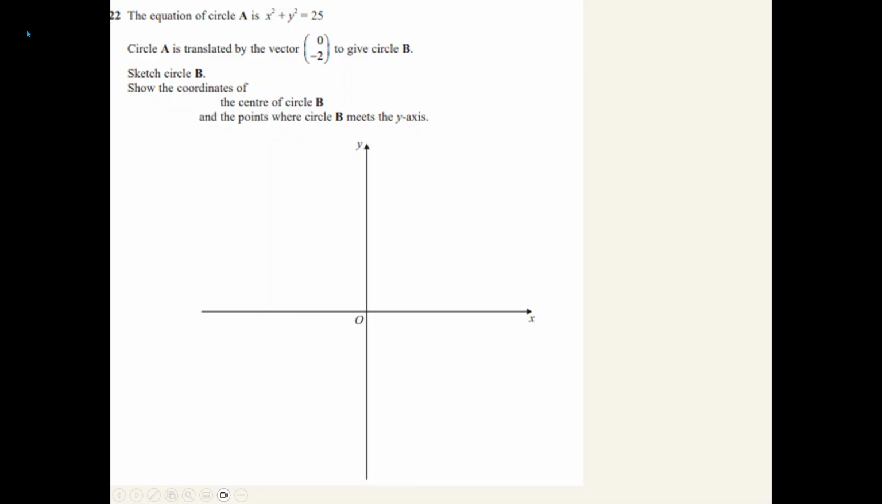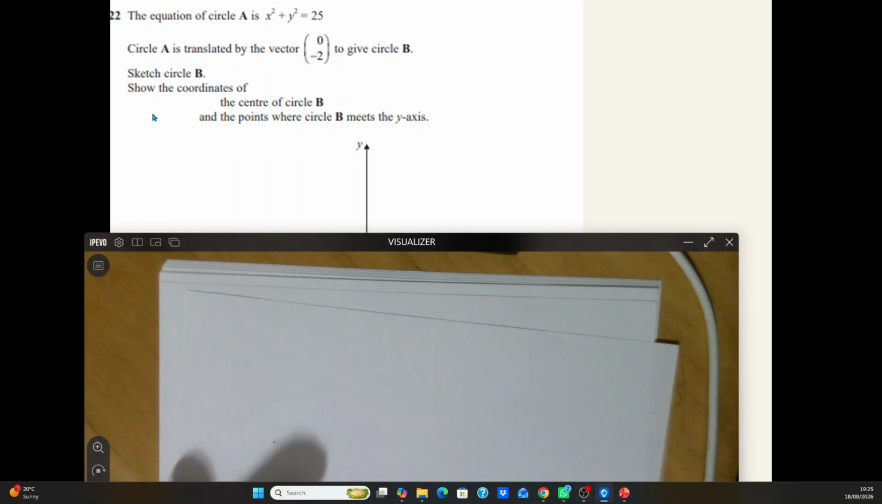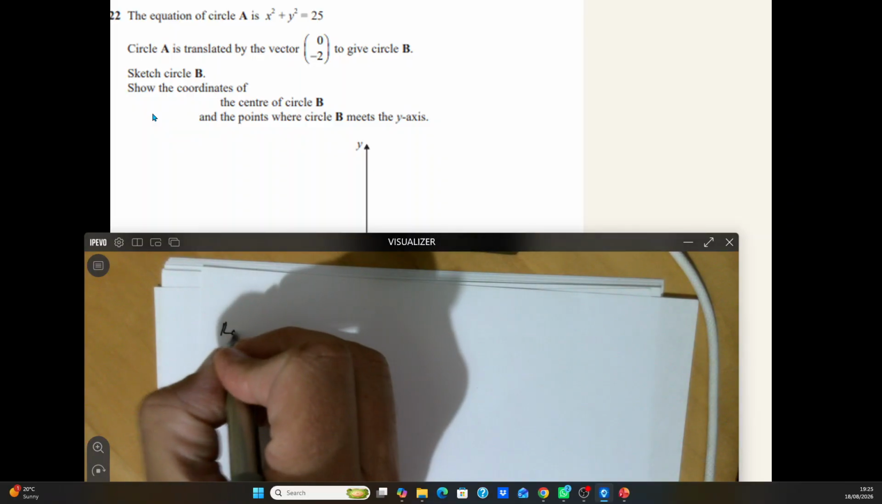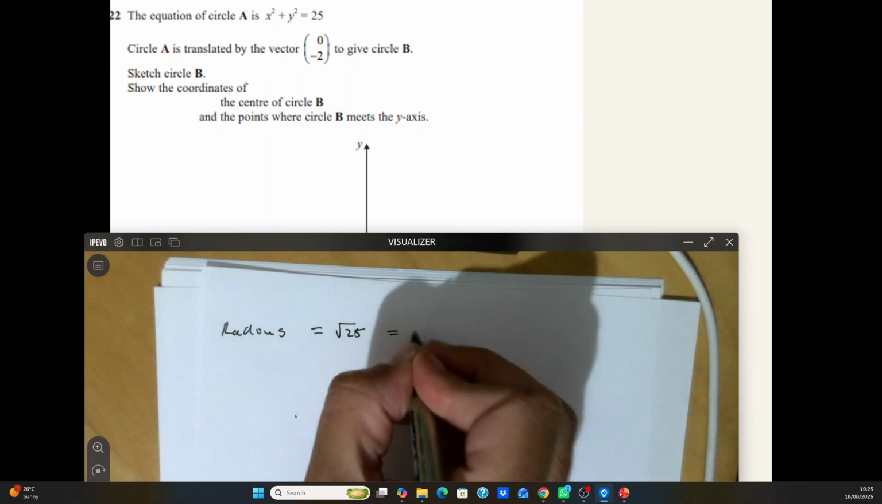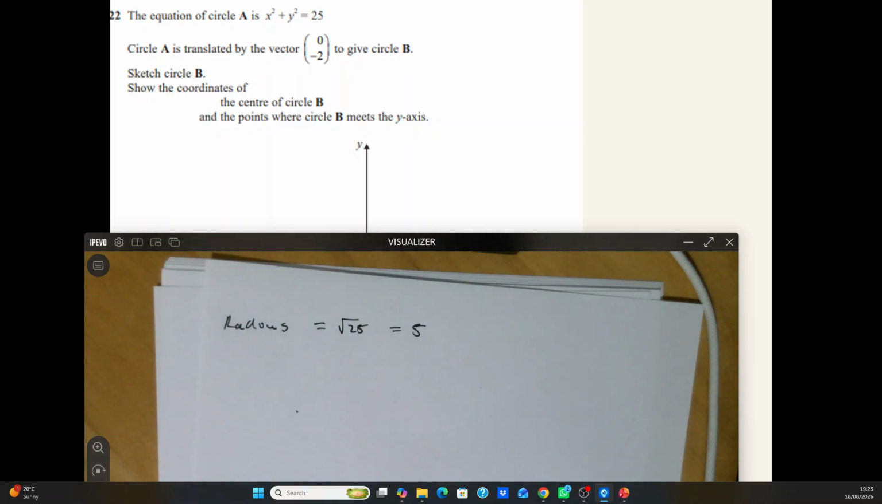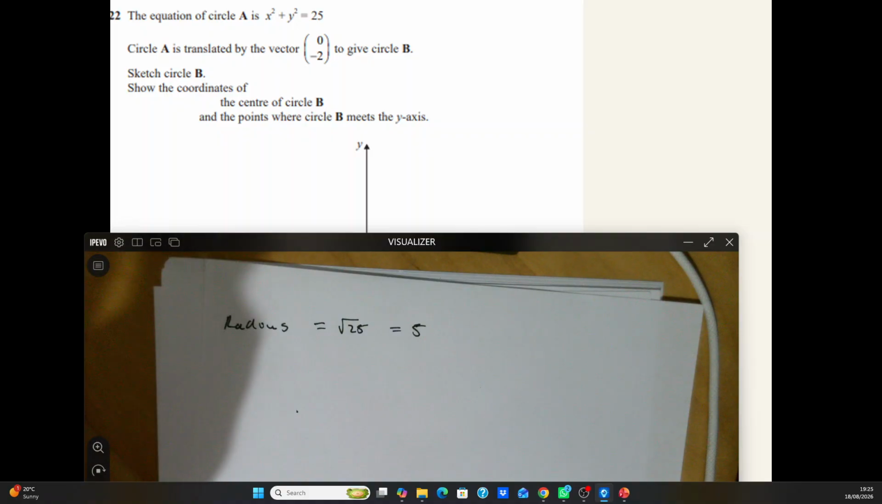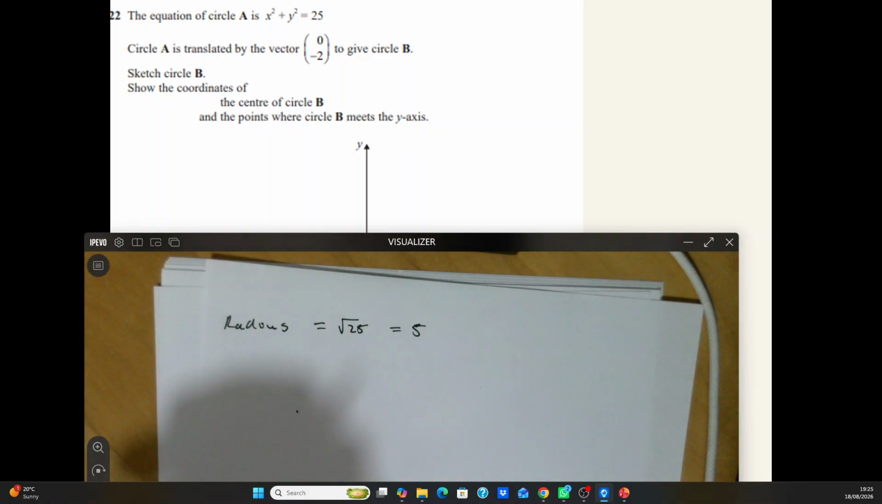Right. So the equation of a circle is that. As soon as I see the equation of the circle, the first thing I want to write down is the radius, because the radius is the square root of 25, which is 5. I just do that automatically in my head. So what is it saying? The circle is translated, so it's moved by the vector 0, -2. So x isn't changing, but y is by -2.